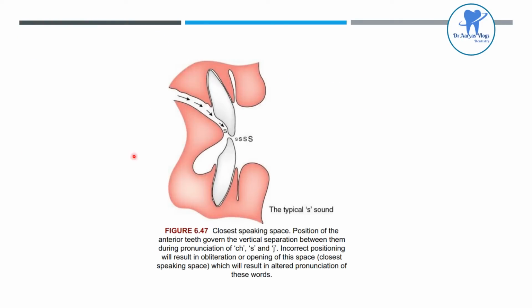And this is the closest speaking space. The position of the anterior teeth governs the vertical separation between them during pronunciation of CH, S, J. Incorrect positioning will result in obliteration or opening of this space, that is the closest speaking space, which will result in altered pronunciation of these words.